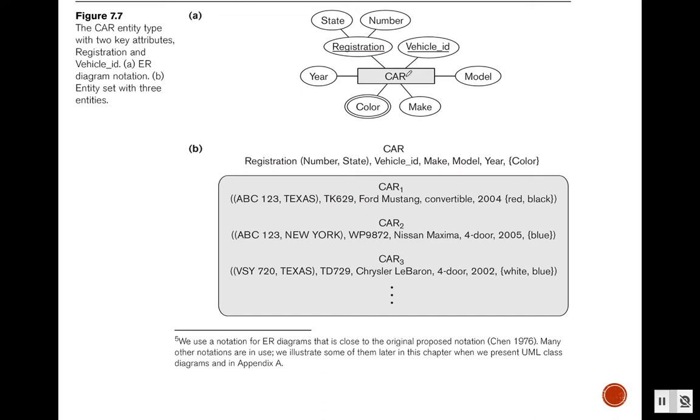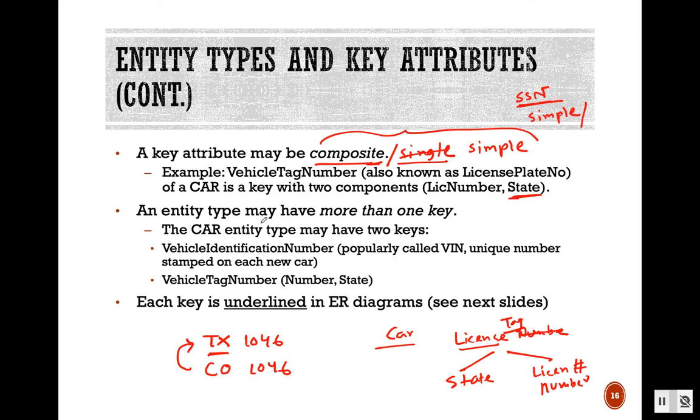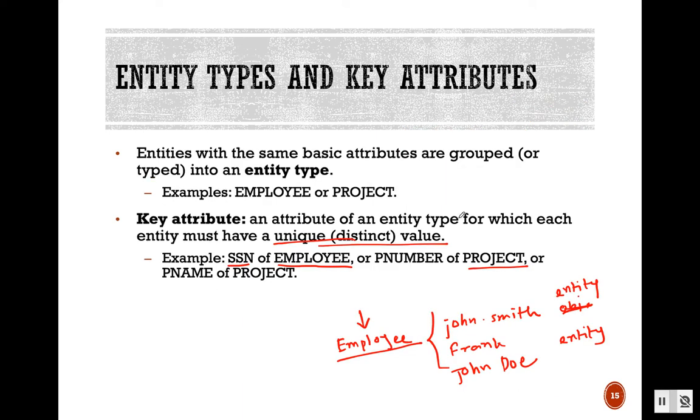So that is an example. Let's say the car has a registration number which is unique, but the registration number is actually a composite attribute. Now, an entity may have more than one key. We should have a key attribute by which we can uniquely identify each entity.